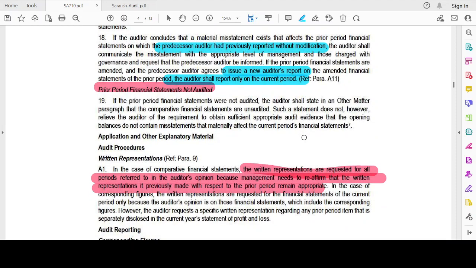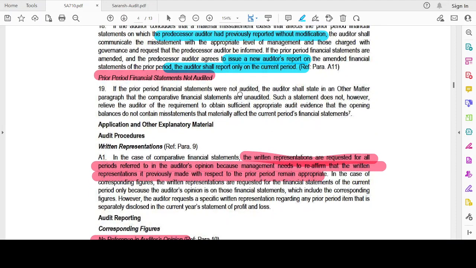Prior period financial statements not audited. If the prior period financial statements were not audited, the auditor shall state in the paragraph that the comparative financial statements are unaudited, but this does not relieve his responsibility of obtaining sufficient appropriate audit evidence that the opening balances do not have a material misstatement.